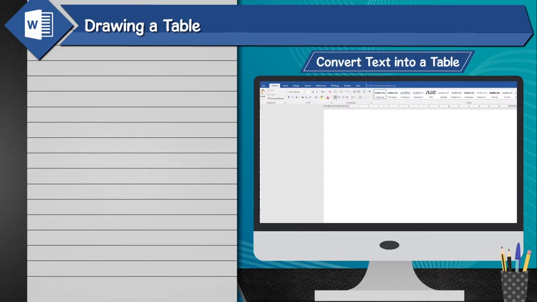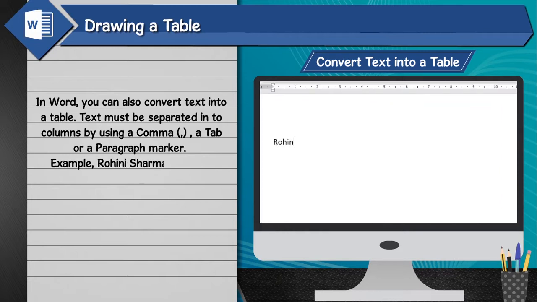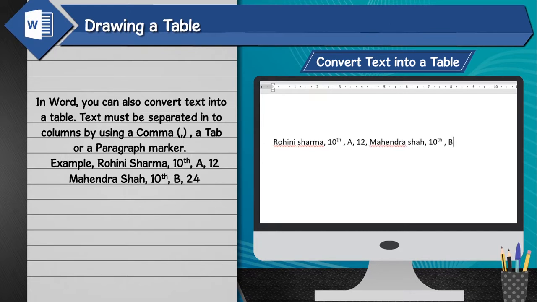Convert text into a table. In Word, you can also convert text into a table. Text must be separated into columns by using a comma, a tab or a paragraph marker. Example: Rohini Sharma, 10th, A, 12, Mahendra Shah, 10th, B, 24.